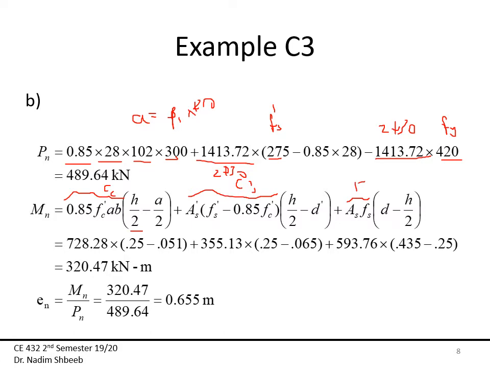Still H over 2 minus A over 2, H over 2 minus D being my moment arms, and D minus H over 2. From that, I calculated my nominal moment to be 320.47. Divide the moment by the force, and I'm getting an eccentricity of 0.655. As you've noticed, that eccentricity is larger than the eccentricity for the balance condition, which is expected, because we said after the balance, the eccentricity will become more and more.